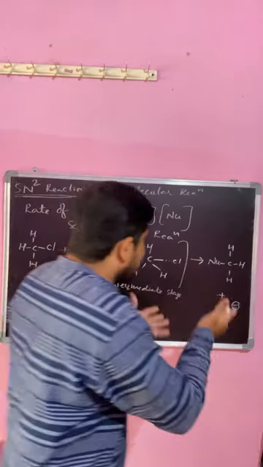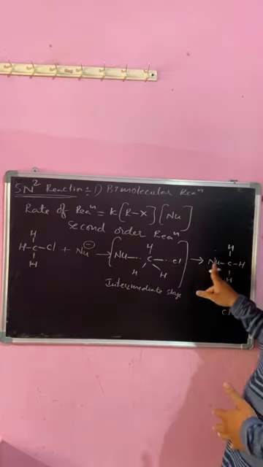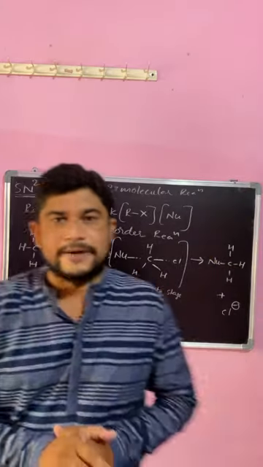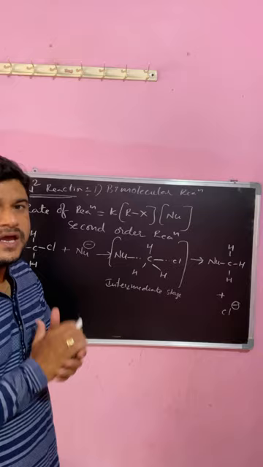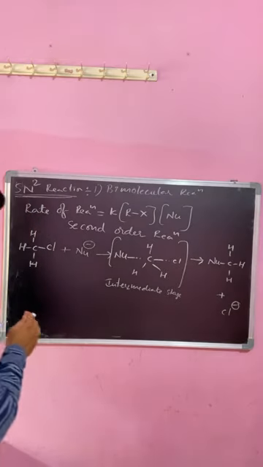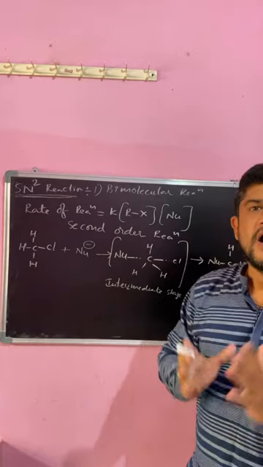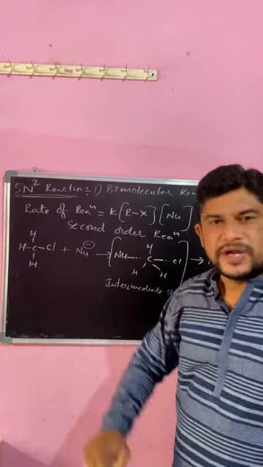So in the final stage, what happened? Cl minus leaves from the molecule and the nucleophile replaces the position of the chlorine atom. So this is the mechanism of SN2 reaction. Here what happens? Walden inversion. Walden inversion or umbrella inversion is formed in the SN2 reaction.